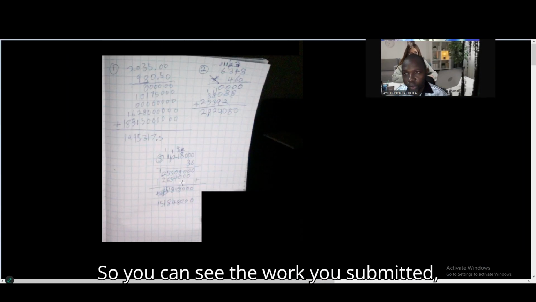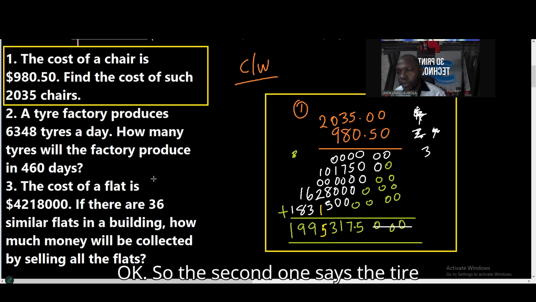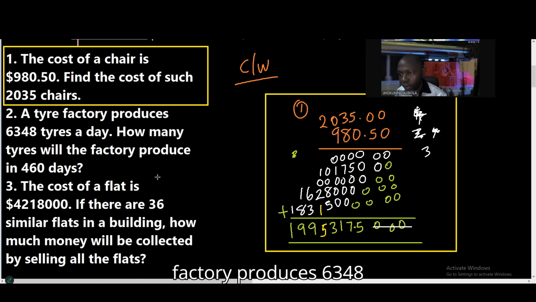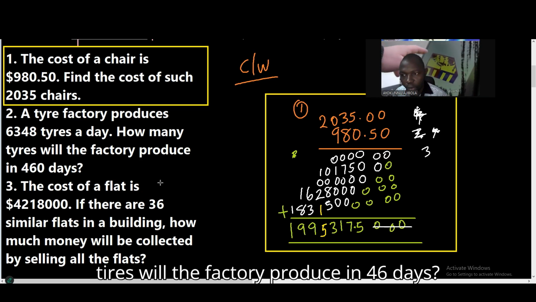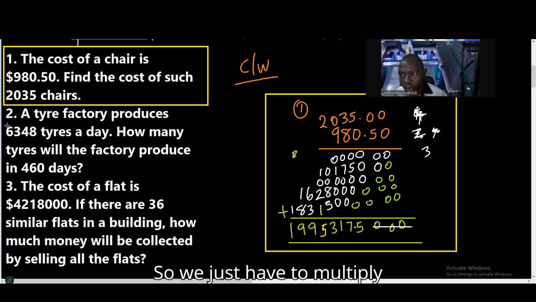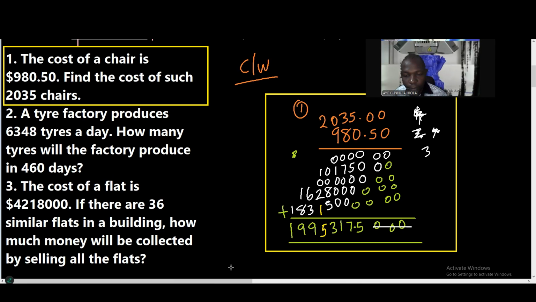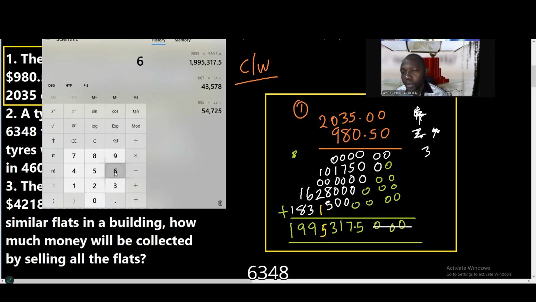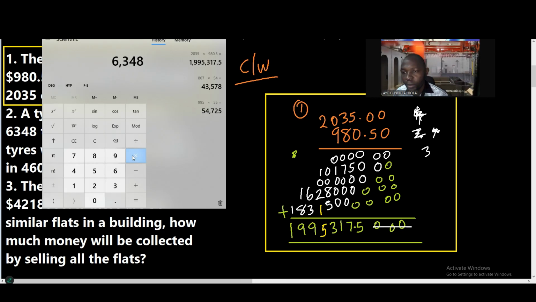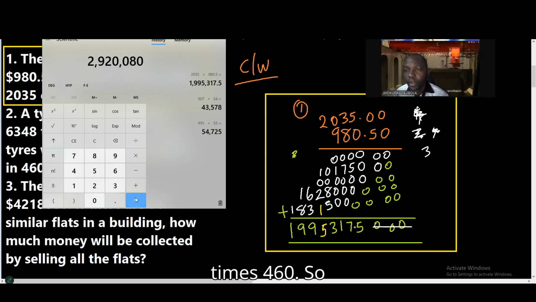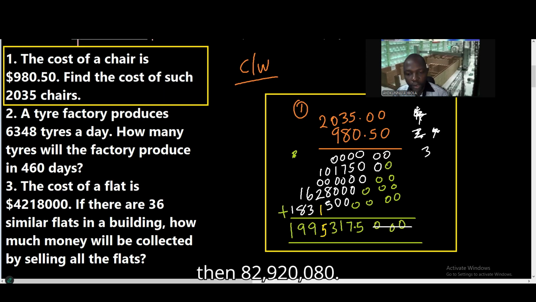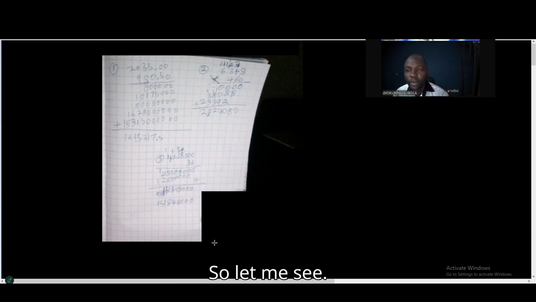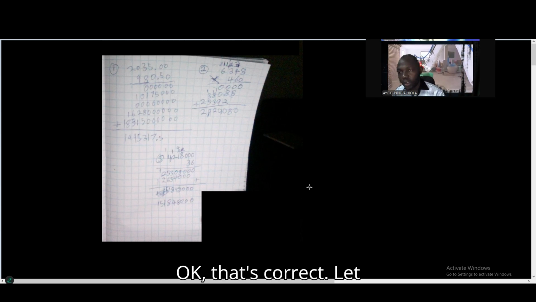So you can see the work you submitted, right? Okay. So the second one says a tire factory produces 6348 tires a day. How many tires will the factory produce in 460 days? So we just have to multiply 6348 by 460. 6348 times 460. So this gives me 2,920,080. So let me see what you've written there. Okay, that's correct.